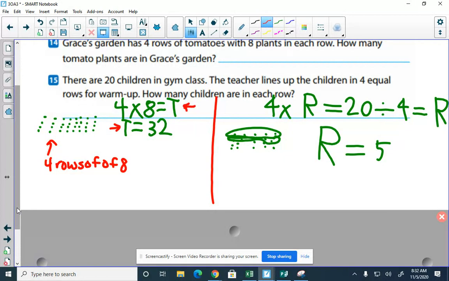This student came over here and modeled out 4 rows and counted up to 20 and found out that there were 5 in each row. So they did an interesting thing right here and combined the number sentences, started out with a multiplication sentence, 4 times r equals 20, and then finished it out and used the product as the quotient in the division problem. That's an interesting way to write that.